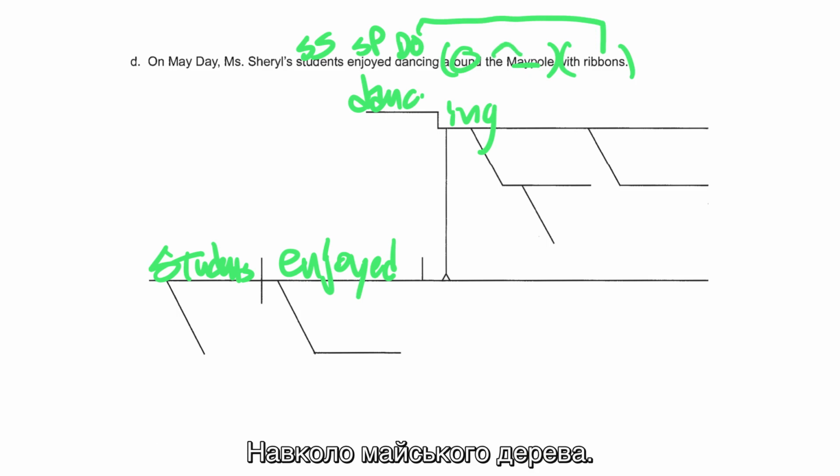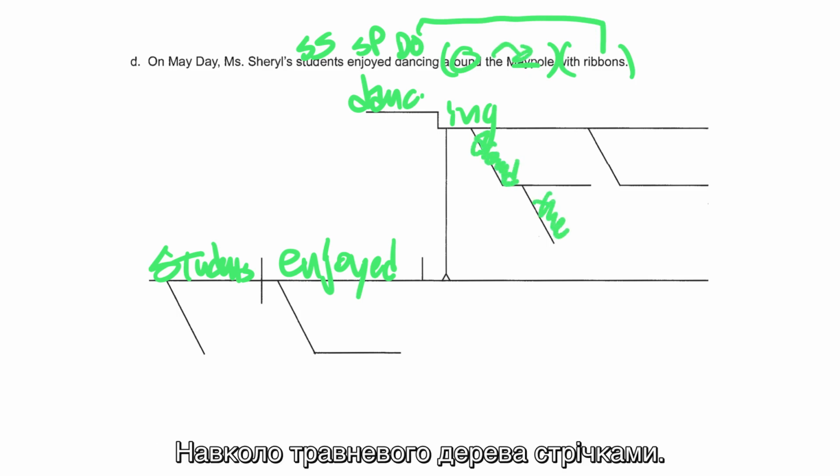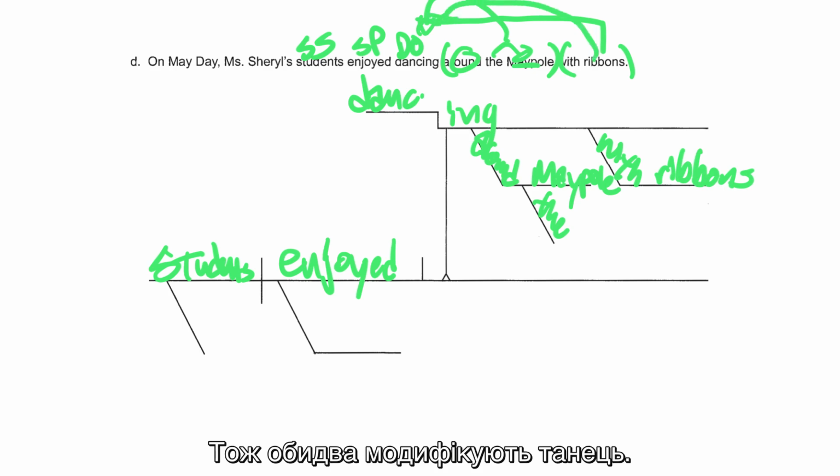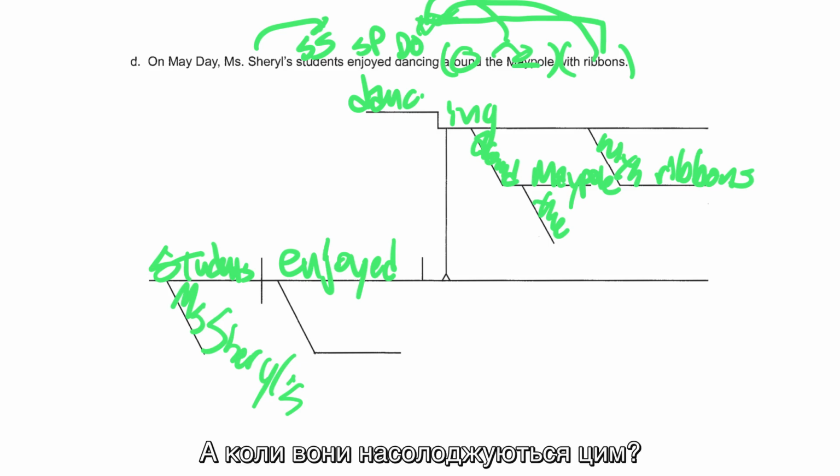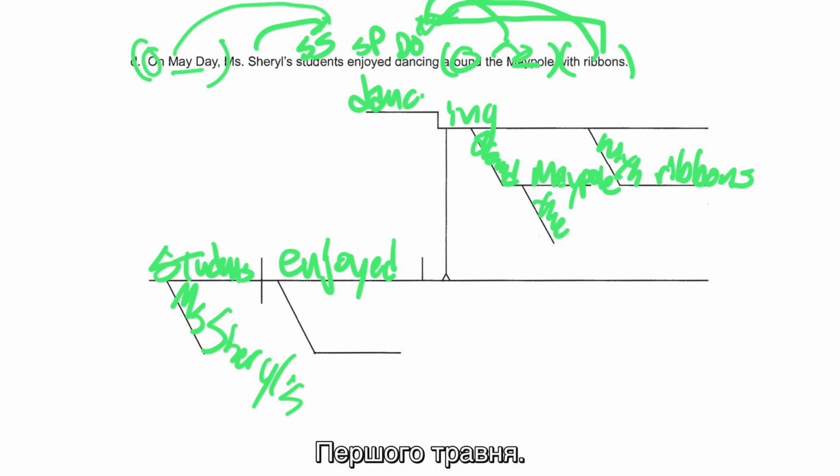Around the maypole. Around the maypole with ribbons. So both those modify dancing. Which students? Ms. Cheryl's students. And then when do they enjoy it? On May Day.